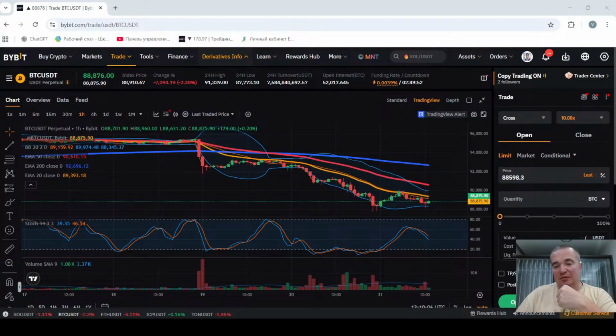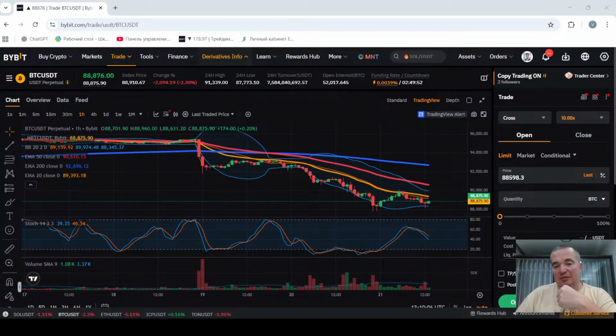At least like this. If we don't want to expect a long, but also we do not want to open new shorts, which is obvious, it's really a zone which we need to observe.